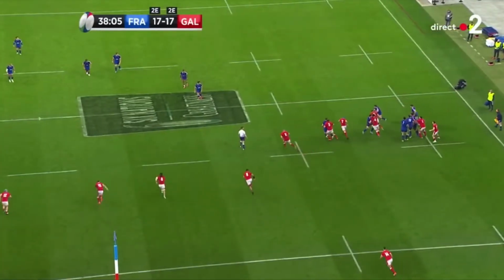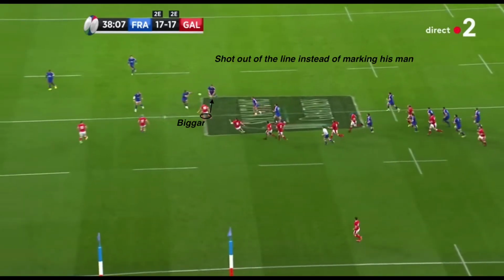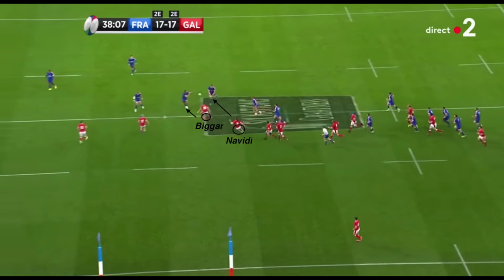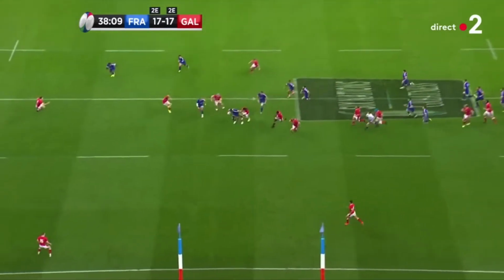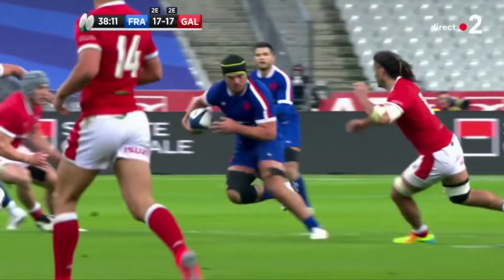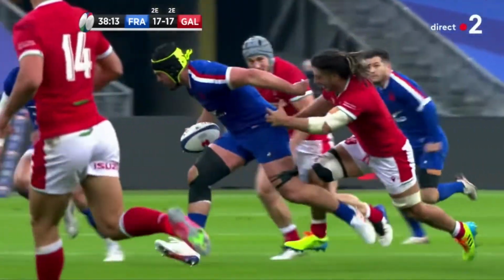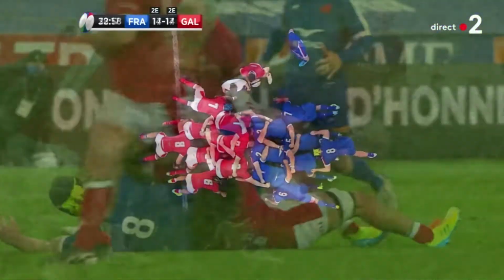But if we slow it down, we can see that Ntamak has the ball and he has the option to distribute it, and he distributes it to Aldrit because Biggar shoots out the line instead of marking his man, which should have been marked by Navidi, which creates a gap in between Jonathan Davis and Dan Biggar for Aldrit to shoot through. And it's exactly the same problem as the one that France had, with a player shooting out the line instead of keeping the defensive structure.